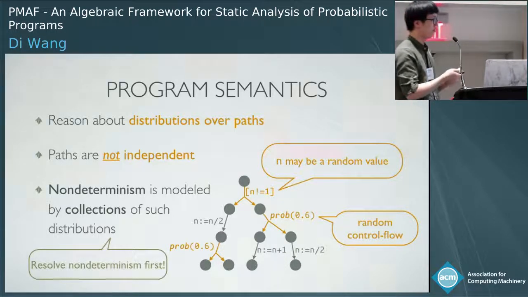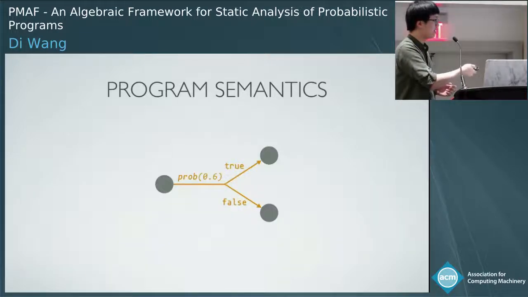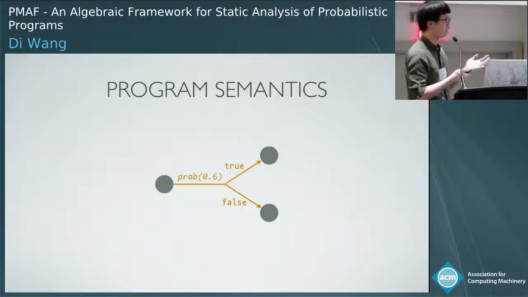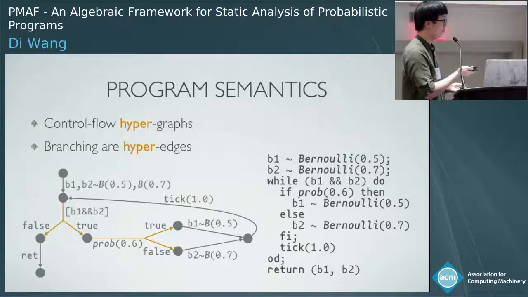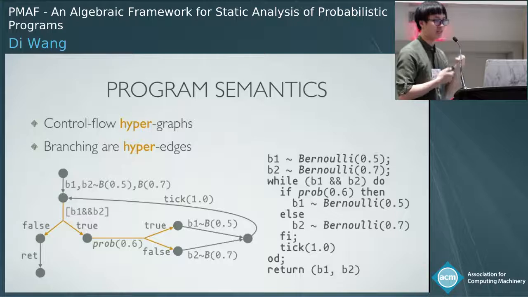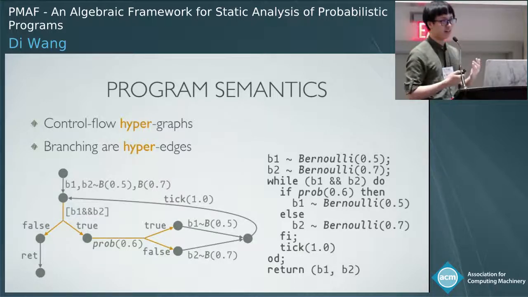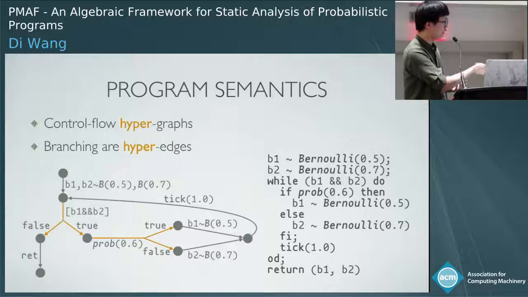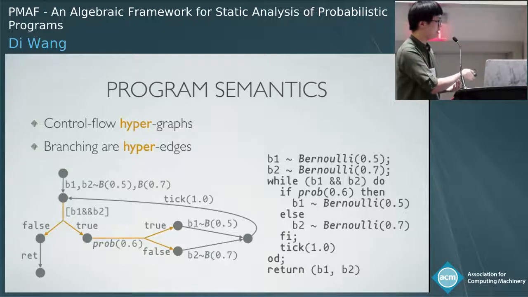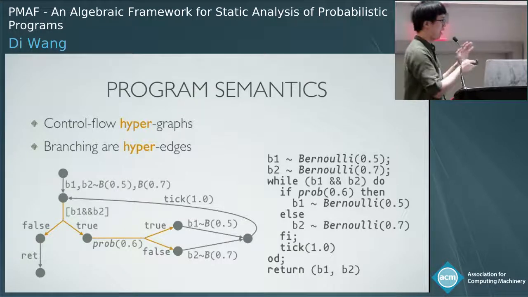So if we zoom in to the path, you'll find that for a branching edge, it's desirable to treat it as a single edge, which has one single source node but multiple destination nodes. So based on this observation, we introduce control flow hypergraphs where each edge can have multiple destinations. For our running example, the control flow hypergraph is like this, and the nodes on the graph stand for program locations, and the program actions are labeled on the edges.